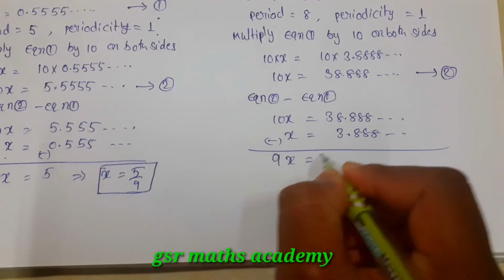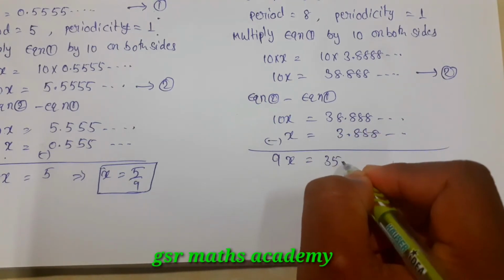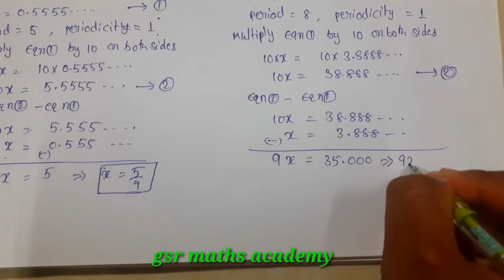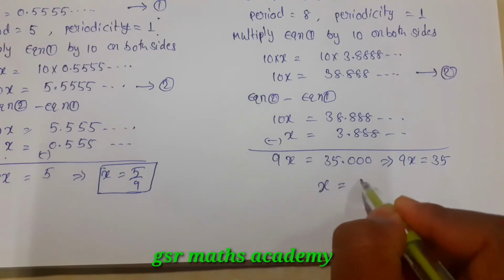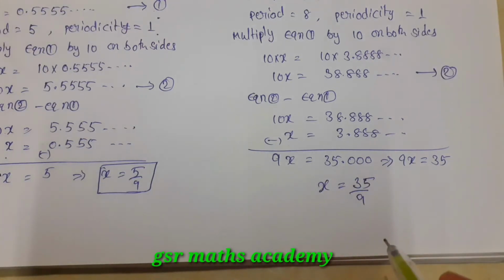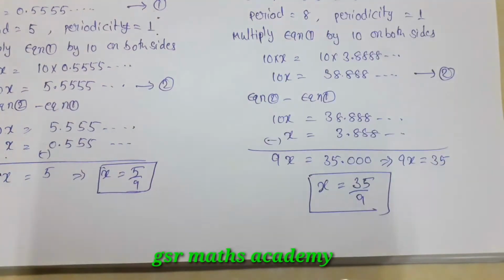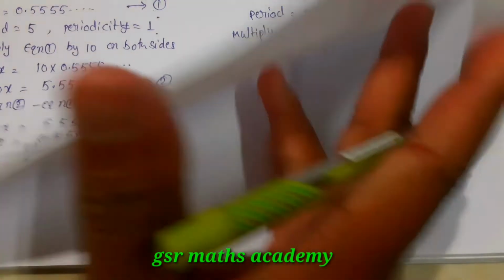On subtracting this, we get 10x minus x, that is 9x. 9x is equal to 38 minus 3, that is 35, and all the rest remains as zeros. From this you get 9x is equal to 35. Then x is equal to 35 by 9. So this is the P by Q form of 3.8 bar. Now let's see the next question.